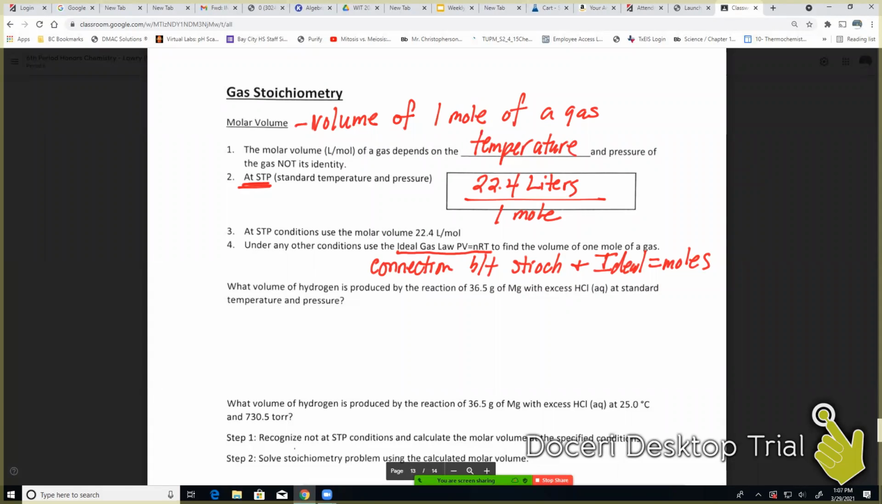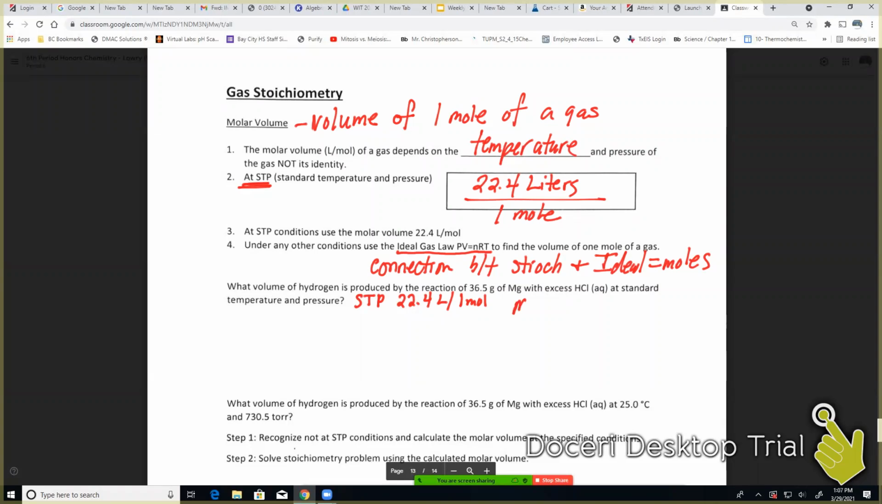It says, what volume of hydrogen is produced by the reaction of 36.5 grams of magnesium and excess aqueous hydrochloric acid at STP, standard temperature and pressure. So this is at STP, so that means I can use that 22.4 liters per 1 mole if I need to. Now we have to have a balanced chemical equation.